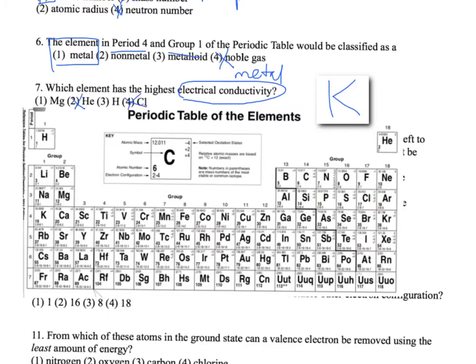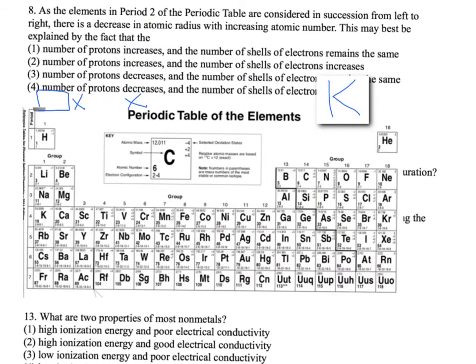Now we're left with hydrogen and magnesium. So here we have hydrogen and here we have magnesium. Recall though, hydrogen is not a metal, it's actually a gas. So magnesium is a metal and will have some electrical conductivity.